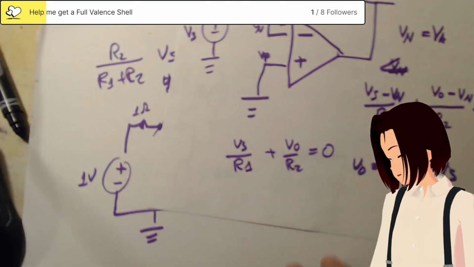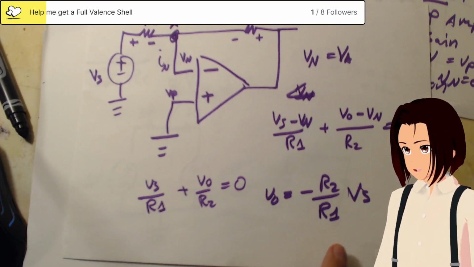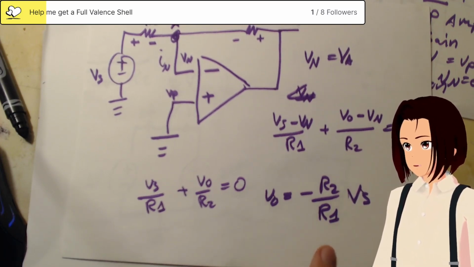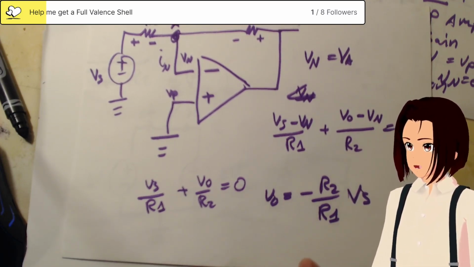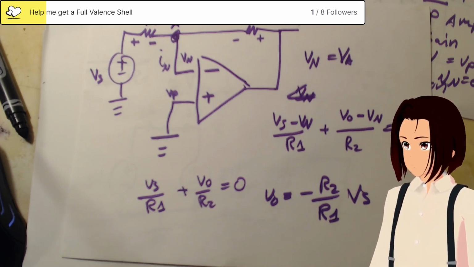Basically, in this configuration, this is the inverting op amp configuration. As A goes to infinity, the A is eventually taken out. So this is why we can use ideal op amp constraints and we don't have to worry about the A.